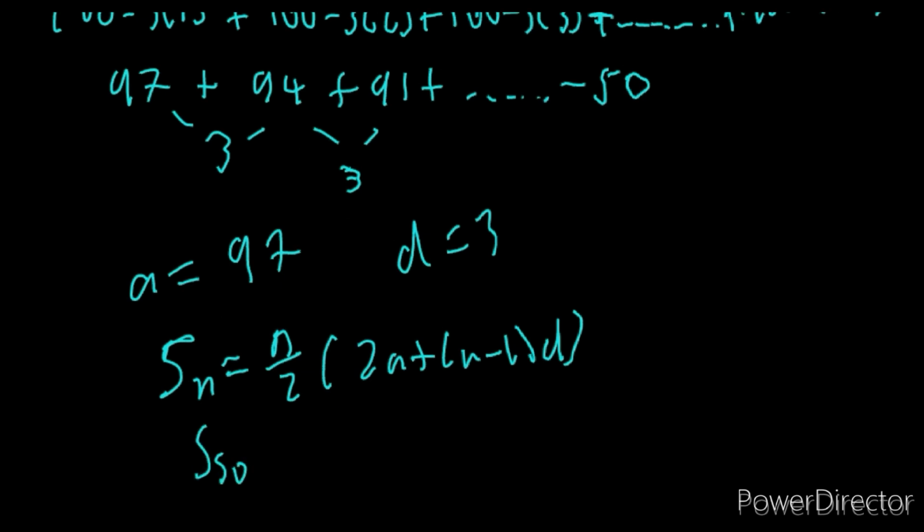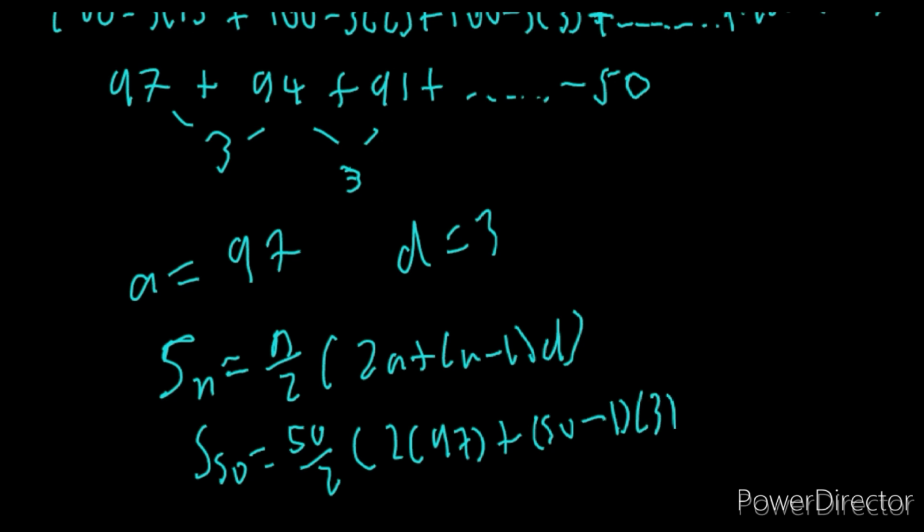So we'll say the sum of 50 terms is the same as 50 over 2, and then we're going to have 2a. Our a is 97. And then we're going to have plus 50 minus 1 times d. Our difference is 3. So the answer of this is 1175.